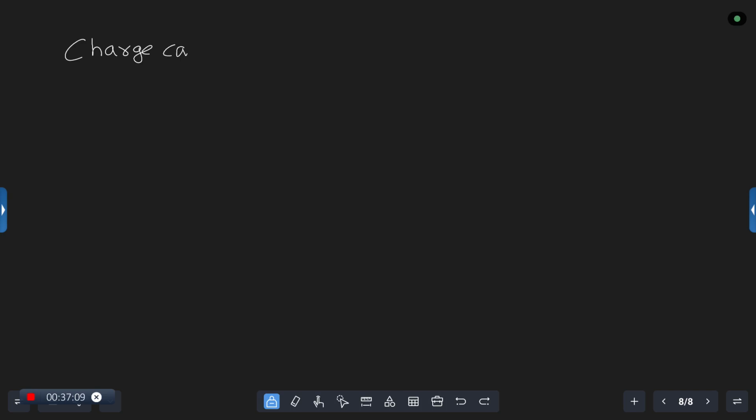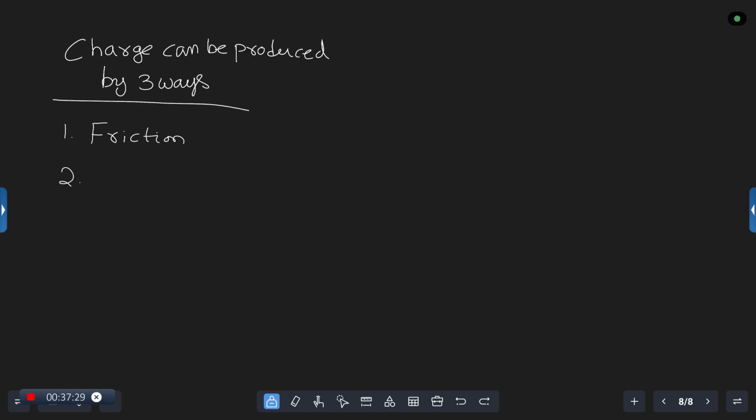Charge can be produced by three ways. What are the three ways? One is friction. Second one is conduction. Third one is induction. You know friction. What is the friction? What is the conduction? What is the induction? You read that concept. What are the properties of charge?